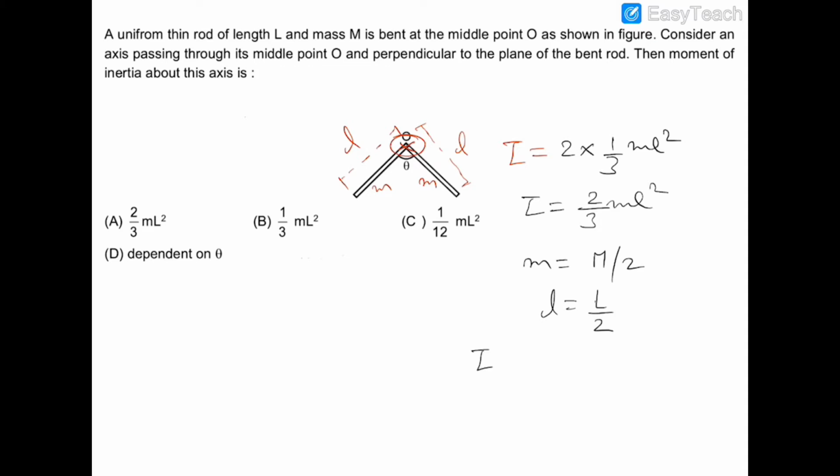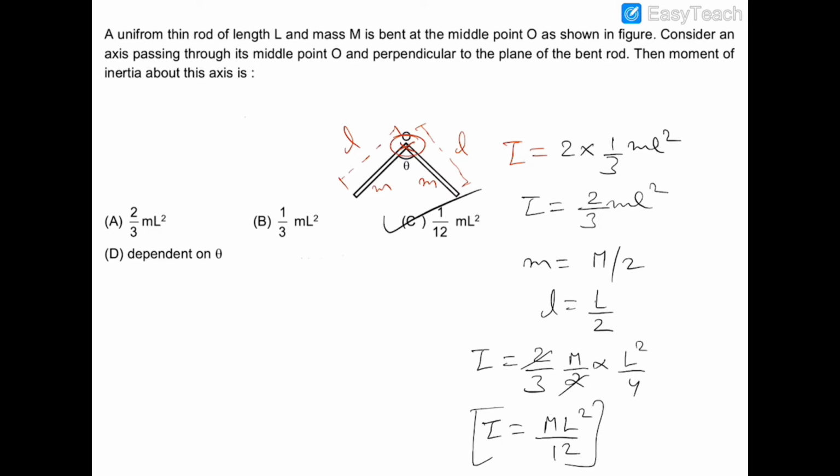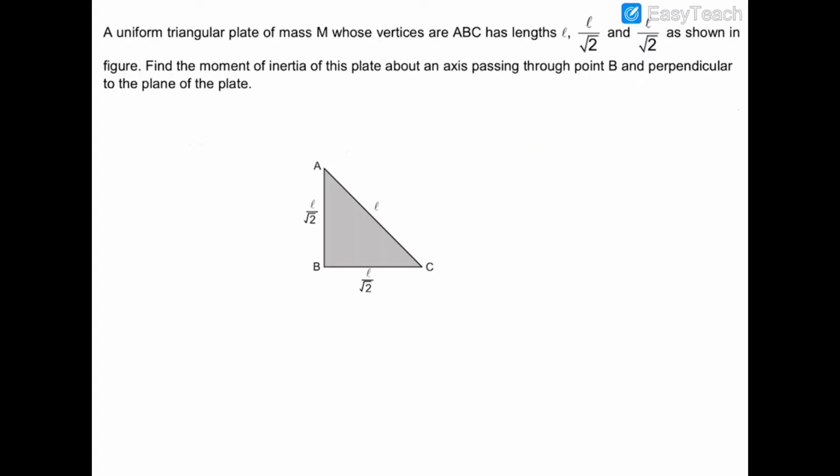So the value of moment of inertia I would be 2 by 3 into M by 2 into L square by 4. So I would be equal to ML square by 12. So the correct answer will be option number C. Now let's move on to the next question.